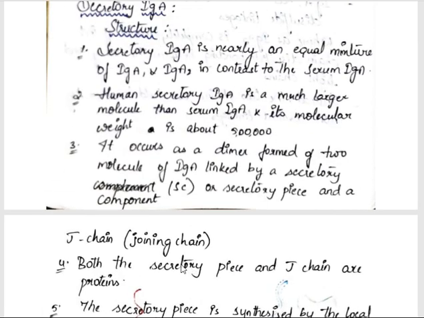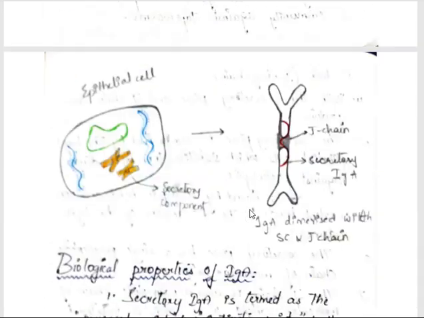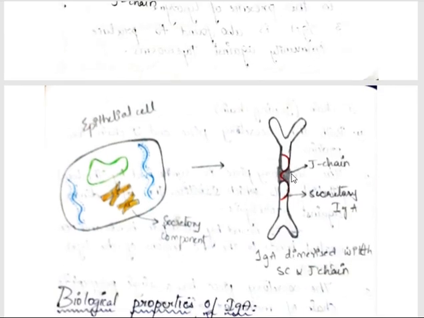Then coming to the secretory IgA, the second type. Secretory IgA is nearly an equal mixture of both IgA1 and IgA2. Whereas in the serum IgA we had mostly IgA1, in the secretory IgA we are going to have both IgA1 and IgA2 50-50%. Human secretory IgA is a much larger molecule than the serum one. It has a big structure, and as it is a mixture of two things, its molecular weight is nearly 5 lakhs. And it occurs as a dimer.